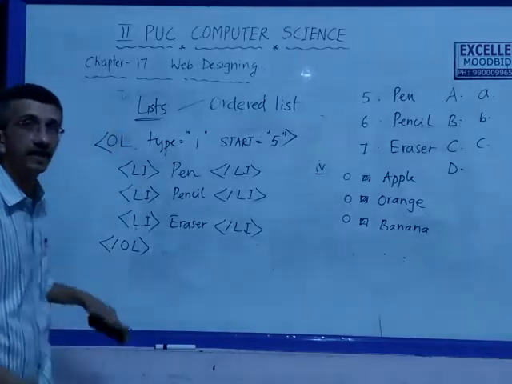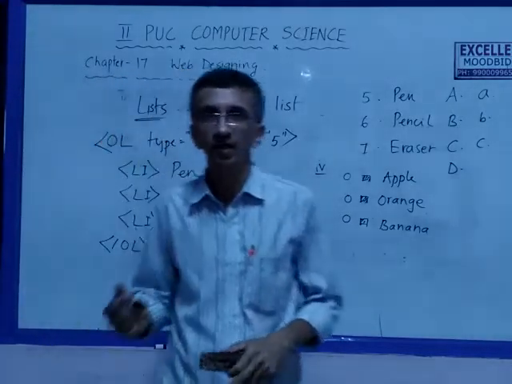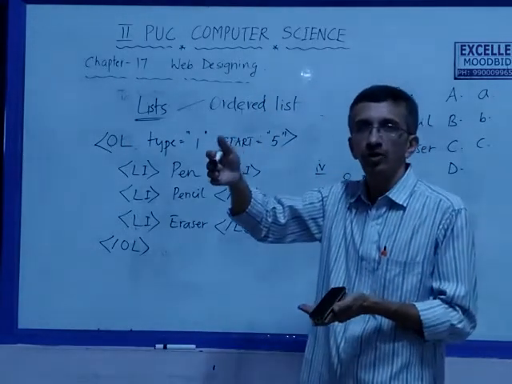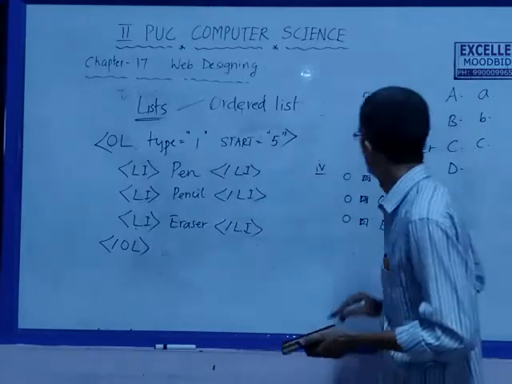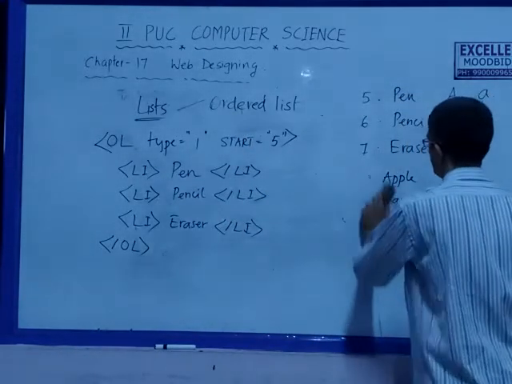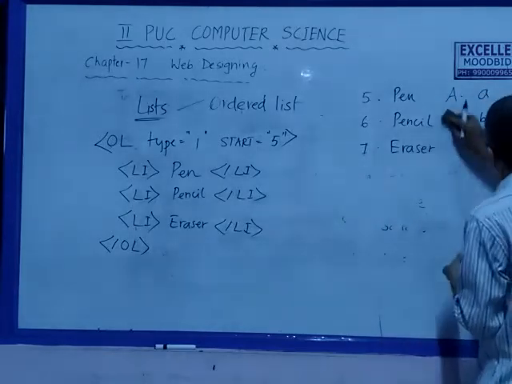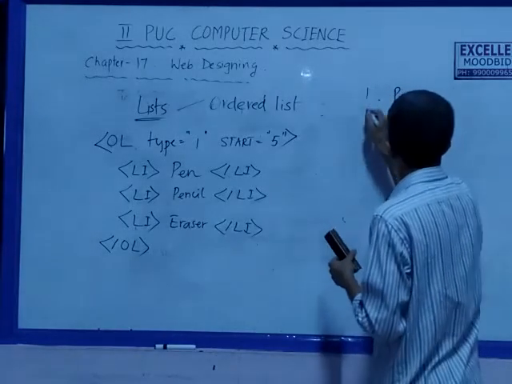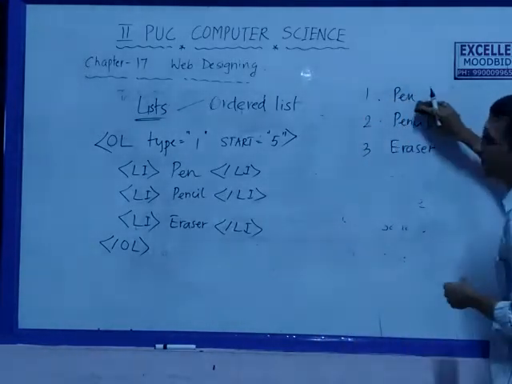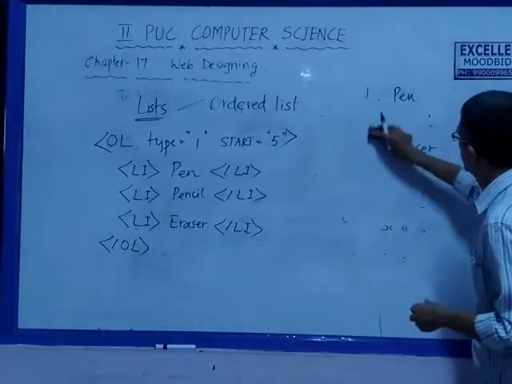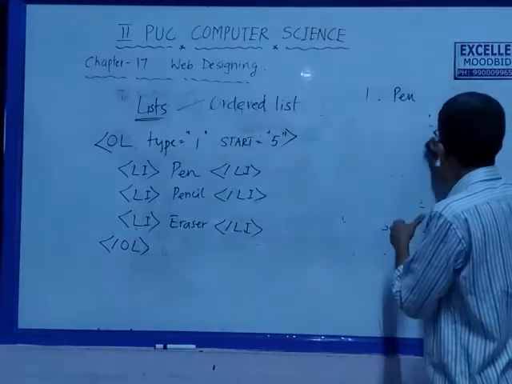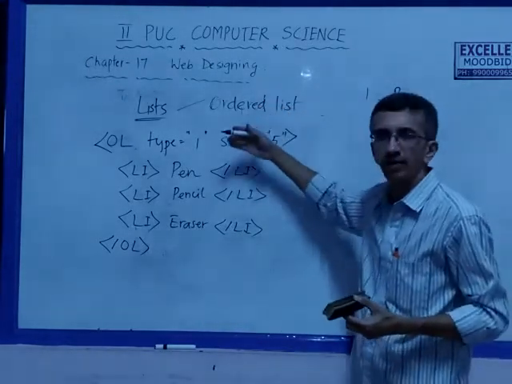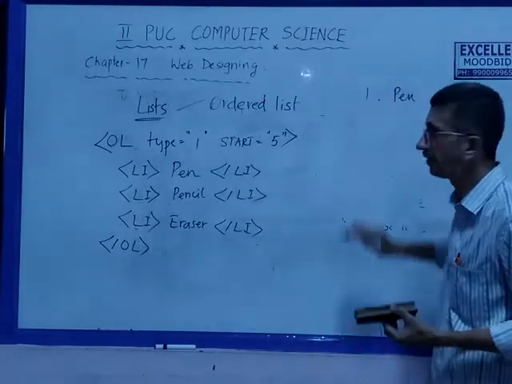Now ordered lists can be nested. What do you mean by nesting of ordered lists? An ordered list can be within an ordered list, an outer ordered list and an inner ordered list. For example, it can be like this: 1, 2, 3, 1, 2, and 3. So here within 2, within 1, we can have a separate list. Right? So within pen, the inner list can be an ordered list or it can be an unordered list also. I will write one more ordered list.